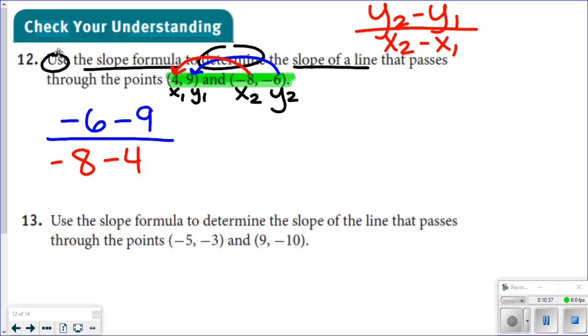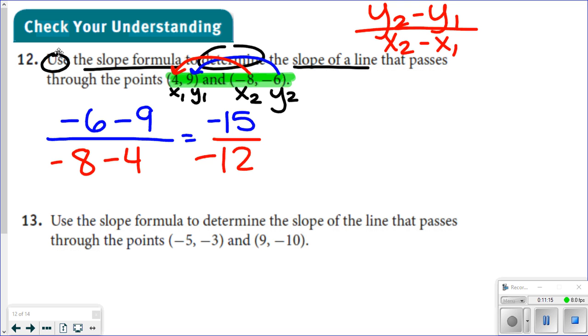If you can do this in your head, great. If not, go ahead and type it into your calculator. 6 plus 9 gives me 15, and I'm going to keep the negative. You owe somebody $6, you owe somebody else $9, so you owe a total of 15. 8 plus 4 gives me 12, and I'm going to keep the negative. You owe somebody $8, you owe somebody else $4, you owe a total of $12.